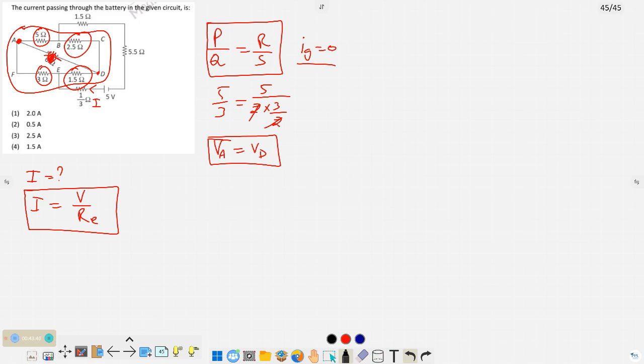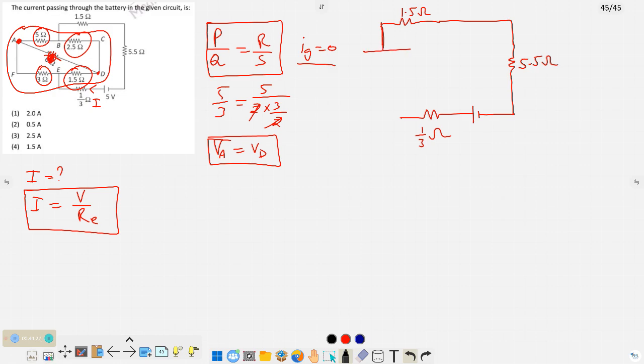After elimination, I can redraw the diagram like this. If we redraw the diagram, what circuit do we have? This is the resistor of 1 by 3 ohms along with the battery, and there is a resistor of 5.5 ohms connected here, and there is a resistor of 1.5 ohms, and that will be connected like this. So there is no resistor connected between here.